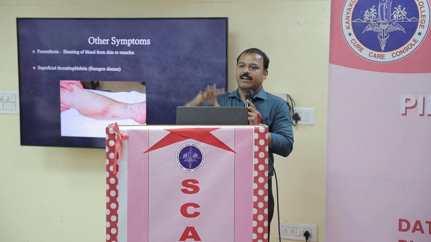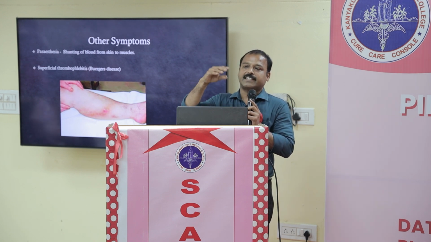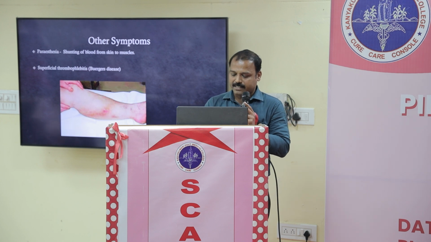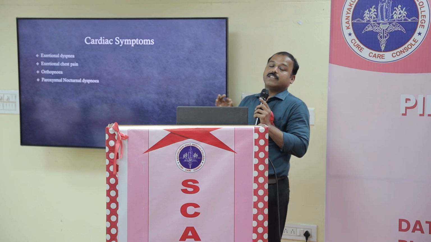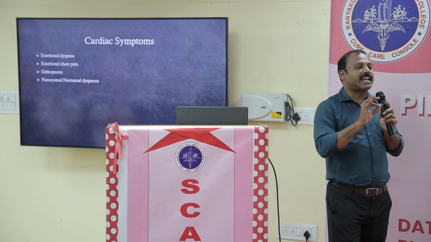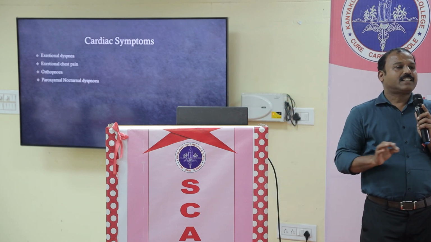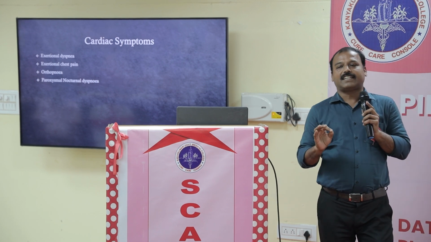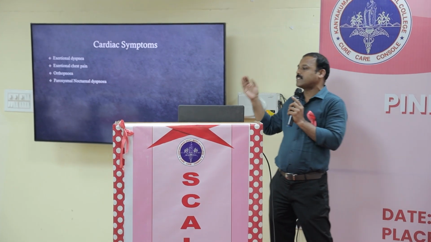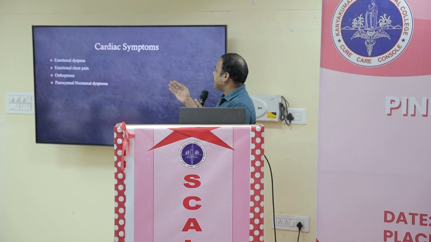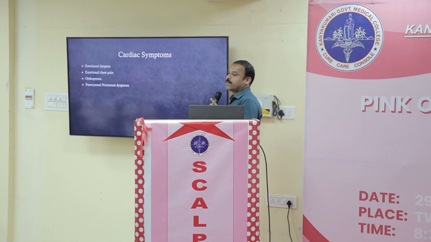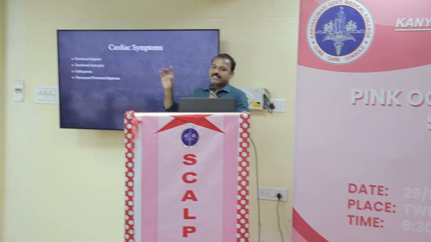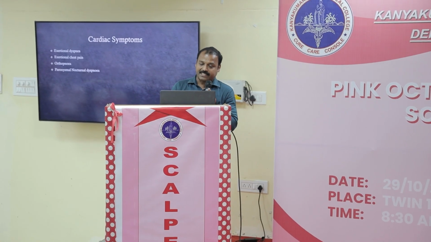In history, you ask for claudication, rest pain, gangrene and ulcer. Then come to other systems. See, all the arterial disease are generalized, never localized. You have to ask for symptoms of other systems. Cardiac symptoms: exertional dyspnea, exertional chest pain, orthopnea, paroxysmal nocturnal dyspnea. These are the things you should elicit in the history.